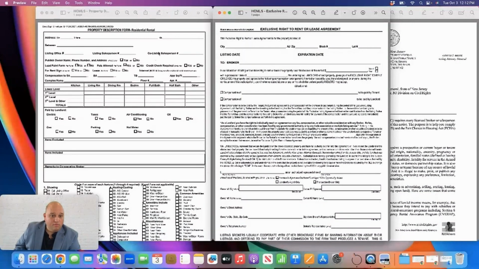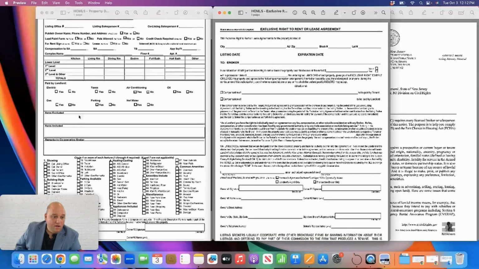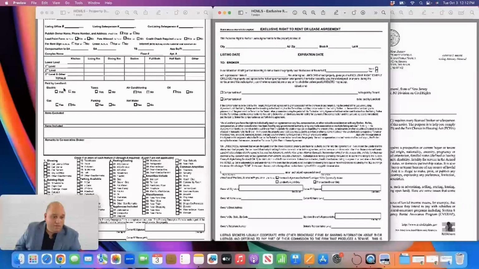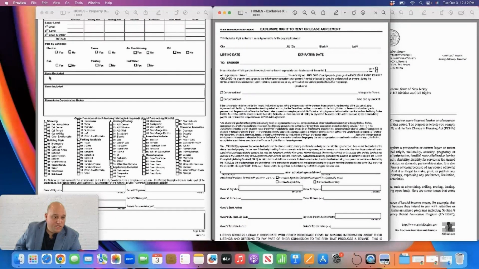Regarding the residential rental listing agreement, the first form is the property description form, which basically is the address of the property. Is there a lead paint form? Will you allow pets? Is credit required? Will a sign go up? Will you allow a sign? Will it be on the internet? As far as information regarding how many bedrooms, baths, kitchens, etc., that all goes here. Who is paying certain utilities? What is provided by the landlord and what is the tenant responsible for? What's included in the apartment and what's excluded in the apartment?